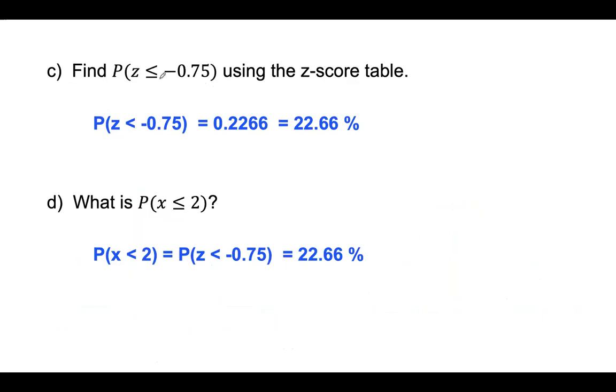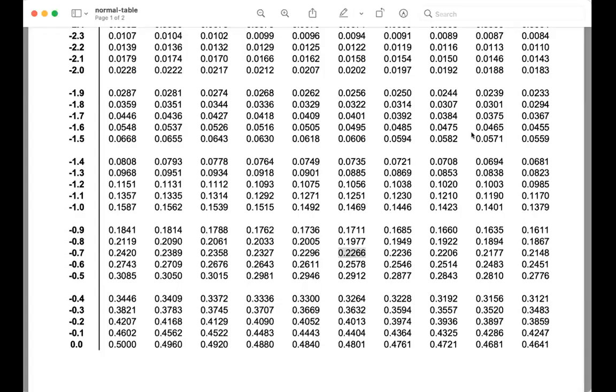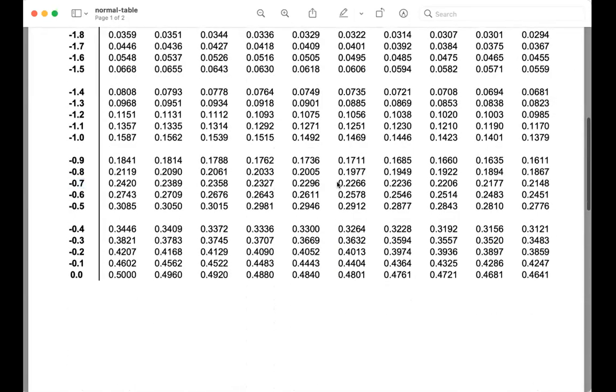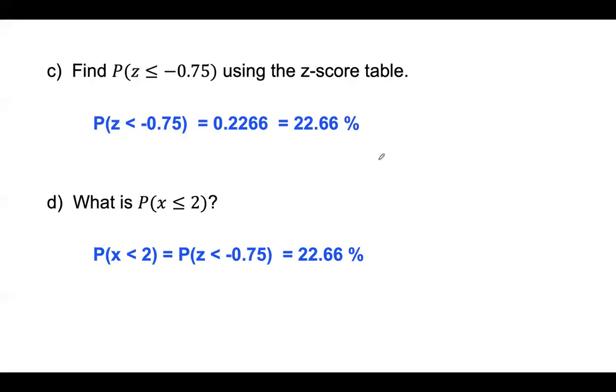So find the probability that Z is less than or equal to negative 0.75 using that Z-score table. So you go to negative 0.75, you look up in the column down here, and you get 0.2266. And you find your value. So what is the probability that X is less than or equal to 2?